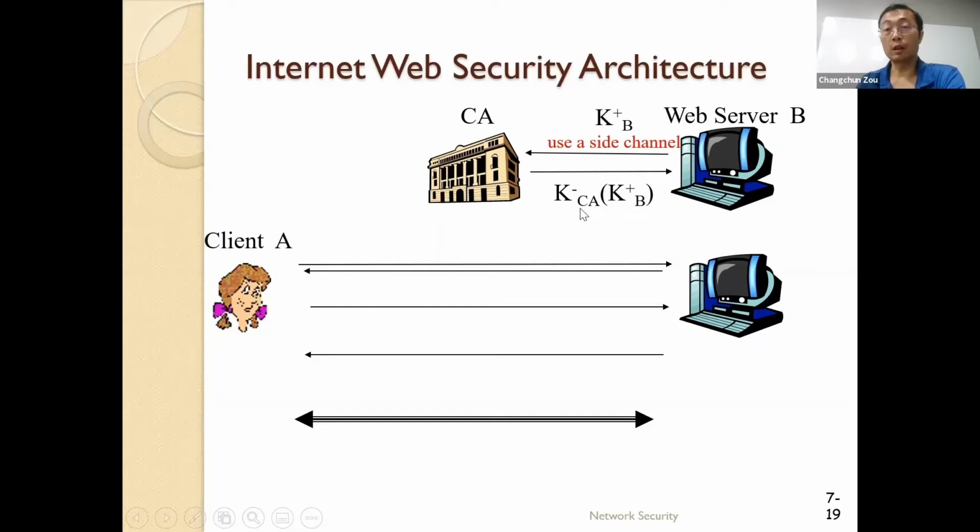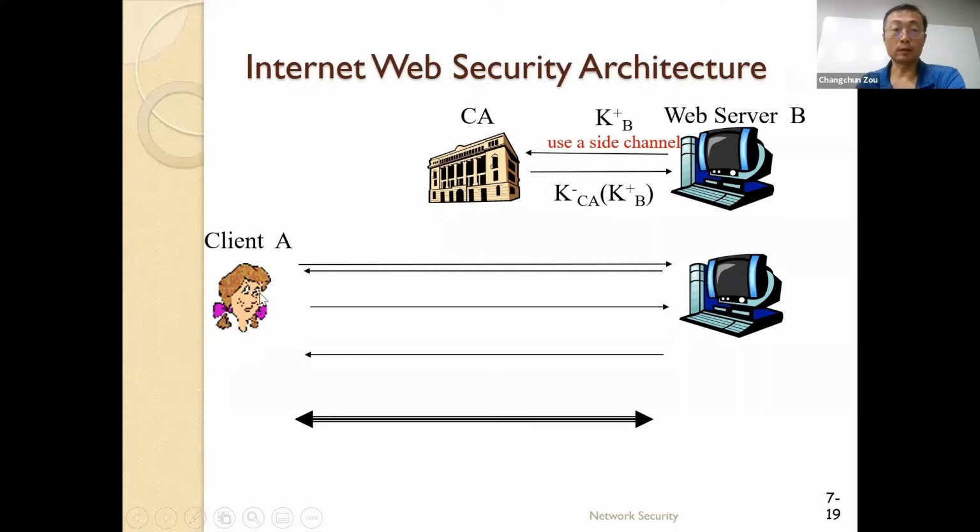Then the certificate authority will use its private key to encrypt your public key. So that is a digital certificate. Then the CA will send this digital certificate to you. So this is your digital certificate.